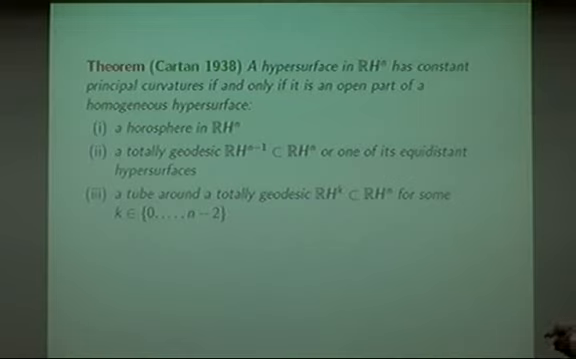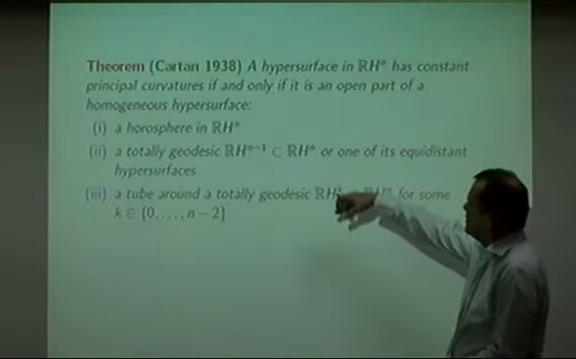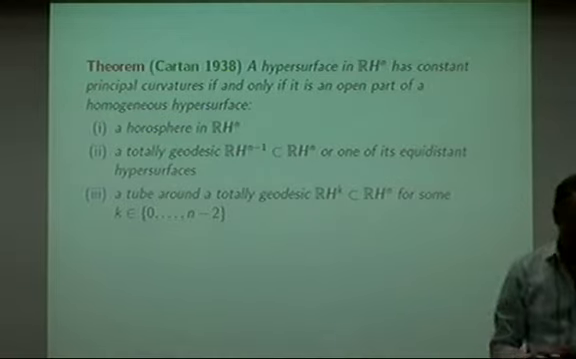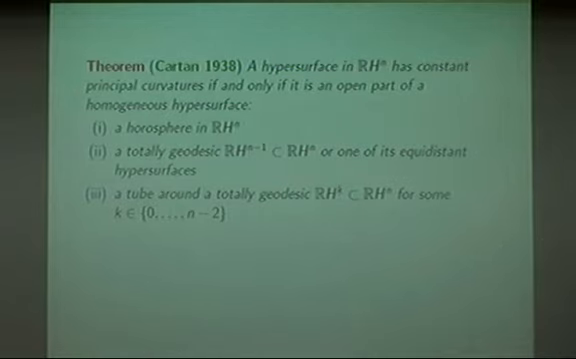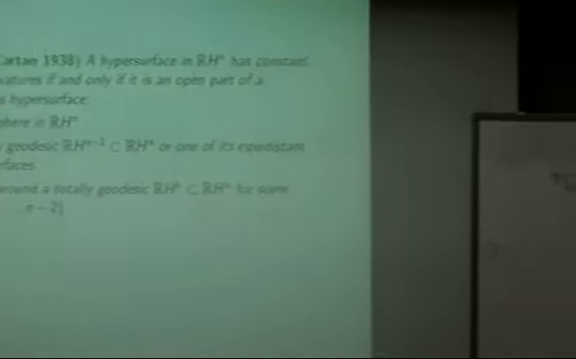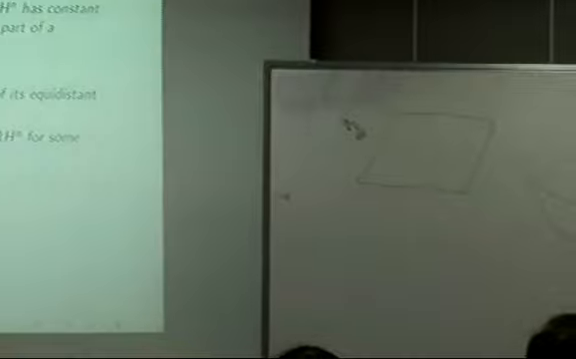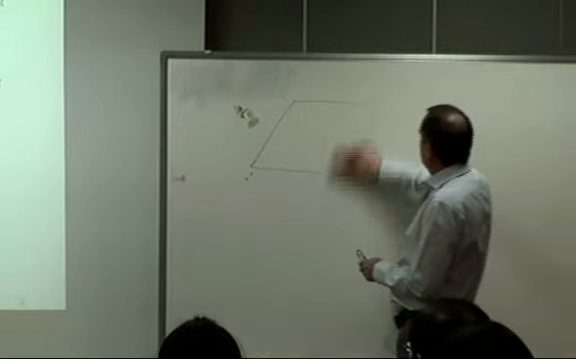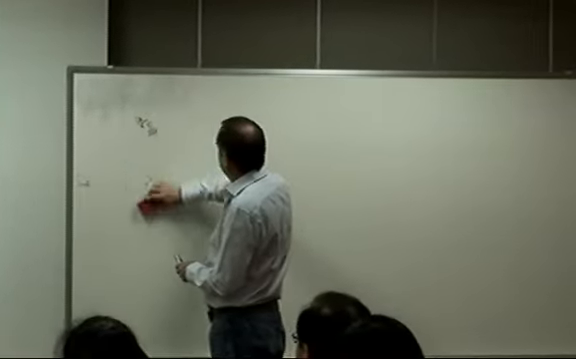Elie Cartan proved that a hypersurface in real hyperbolic space has constant principal curvatures precisely if it is an open part of one of these hypersurfaces. So there are not so many. The first one is a horosphere in real hyperbolic space, and I need to explain what a horosphere is. It has nothing to do with horror.